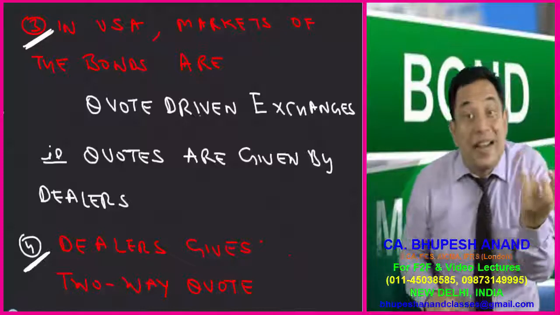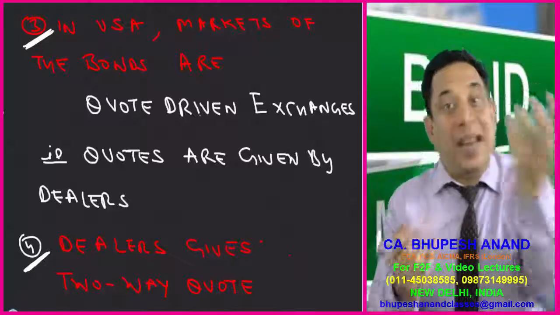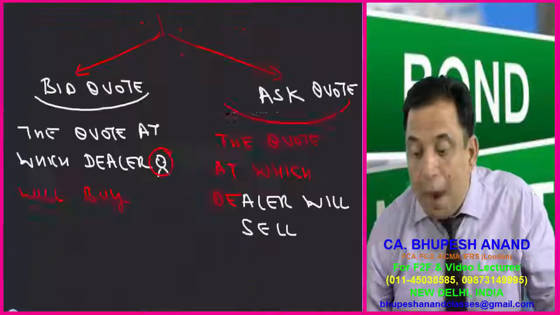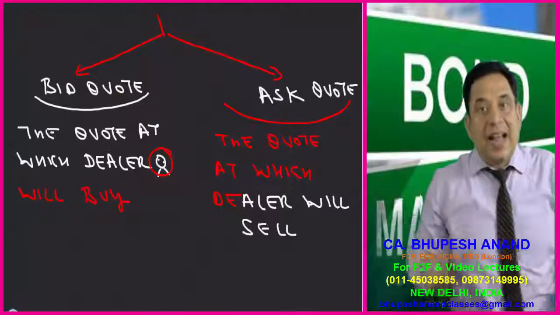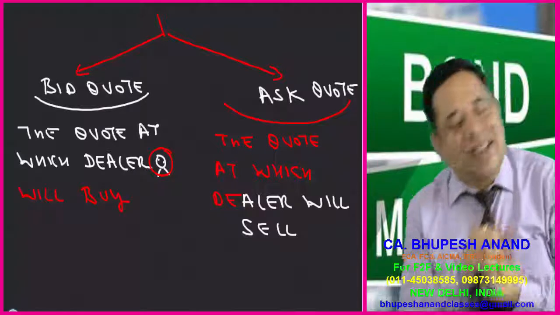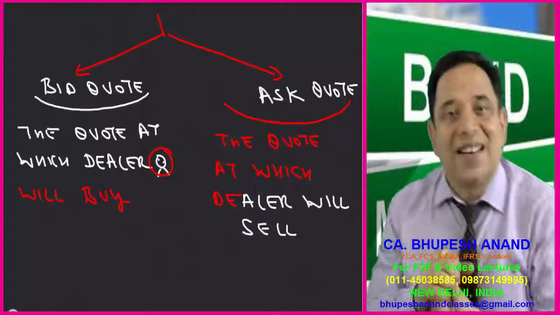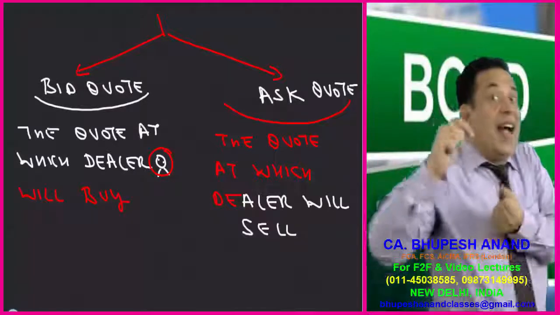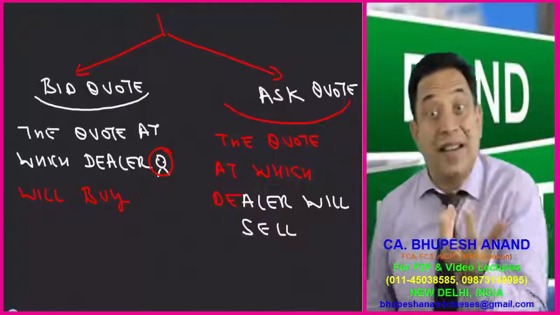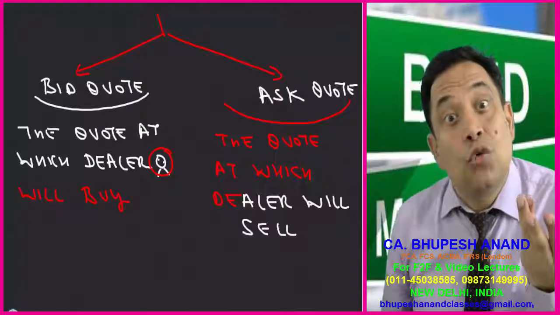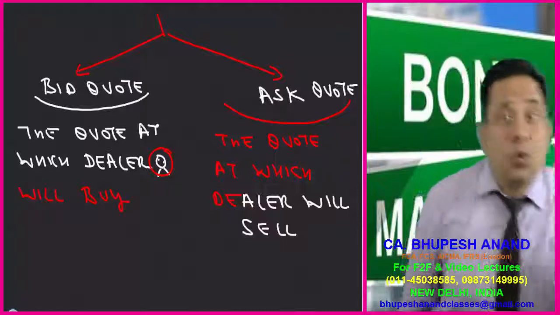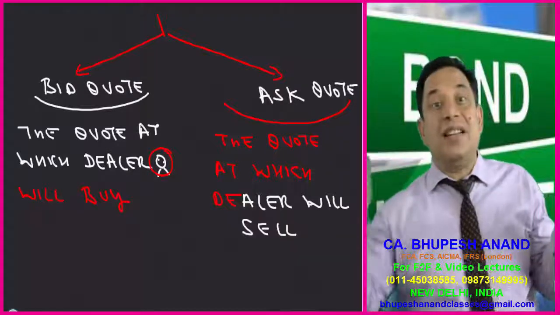One is named the bid rate and the second is named the ask rate. The bid rate is the buying rate, the rate at which that dealer will agree to buy. The ask rate is the rate at which the dealer will be selling to you, because these rates are quoted by the dealer. So we have to read it from the point of view of the dealer. It is the dealer who is buying and the dealer who is selling, and these quotes are given by the dealer only.